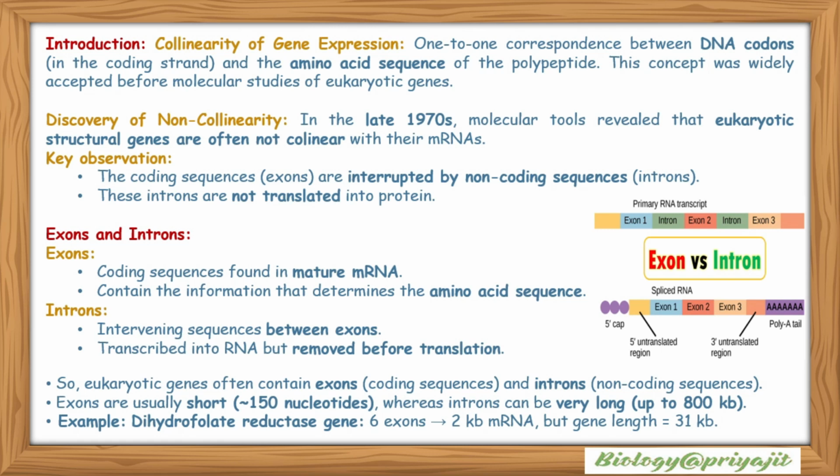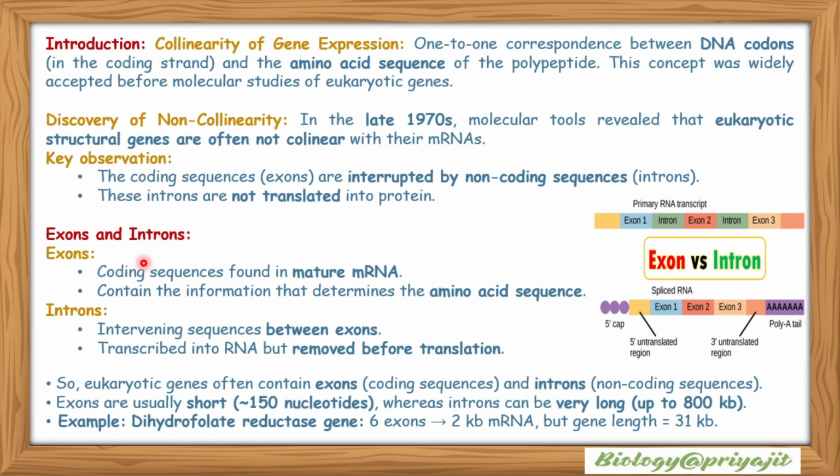But in the late 1970s, molecular tools revealed that eukaryotic structural genes are often not collinear with their mRNAs. The key observation was that the coding sequences, or exons, are interrupted by non-coding sequences, or introns. These introns are not translated into protein.